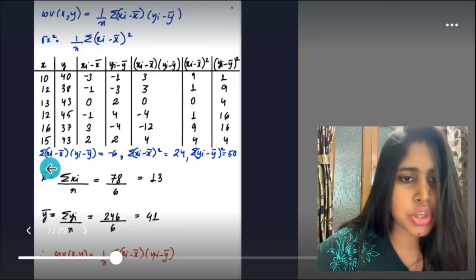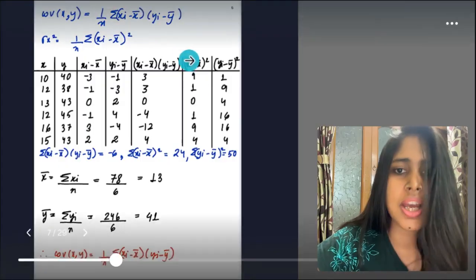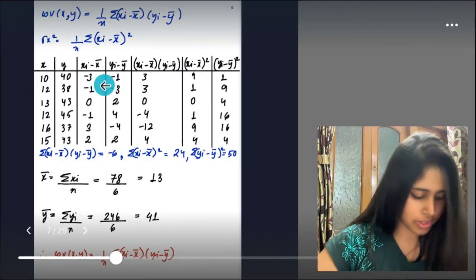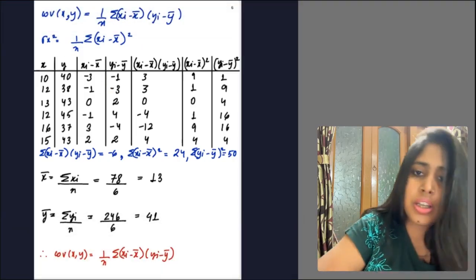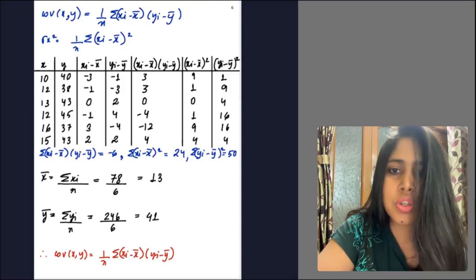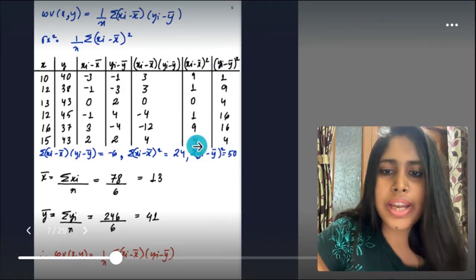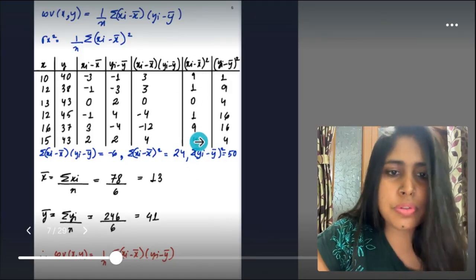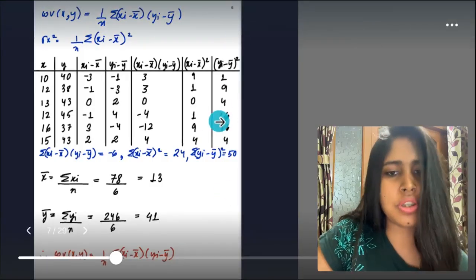Then we get summation of xi minus x bar into yi minus y bar is equal to minus 6. And then we square all the values of xi minus x bar, in the column of xi minus x bar whole squared. So here the column is 9, 1, 1, 9, 4, and we add these values to get the sum. This will be helpful for the standard deviation of x, and this will be helpful for the standard deviation of y.